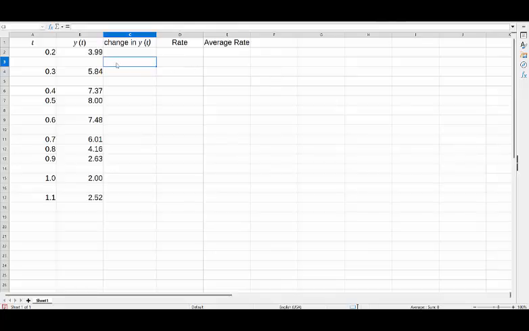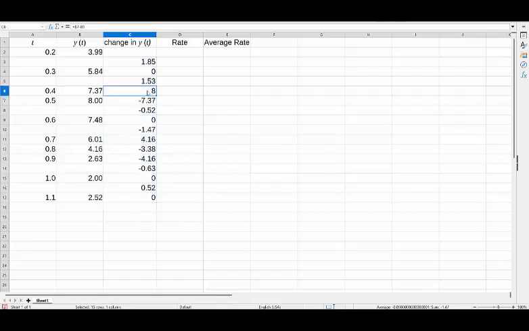So, our change is equal to the amount in this cell B4, which is the value of y of 0.3, minus the value in B2, which is the value of y of 0.2. So that's our change. So we can fill this out. Let's see if this will work. I think it will. So I'm just going to delete these other values we don't want.